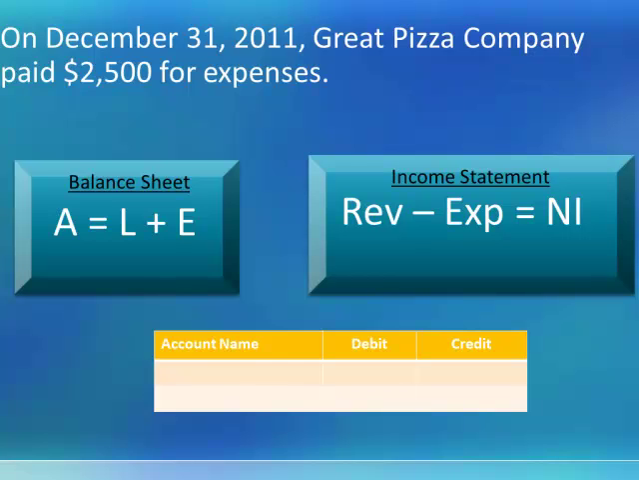Our next transaction is paying $2,500 for expenses. We're told that we have expenses. That means expense goes up. We used a good or service in the production of the pizzas. In order to increase an expense, expenses increase with debits, so we debit our expense account $2,500. An increase in expense account decreases net income and decreases equity. We're paying cash, so our asset cash is decreasing. To decrease an asset account, we would credit that asset account for $2,500.